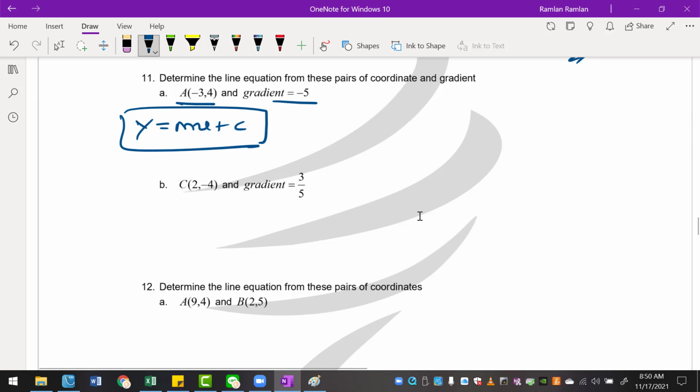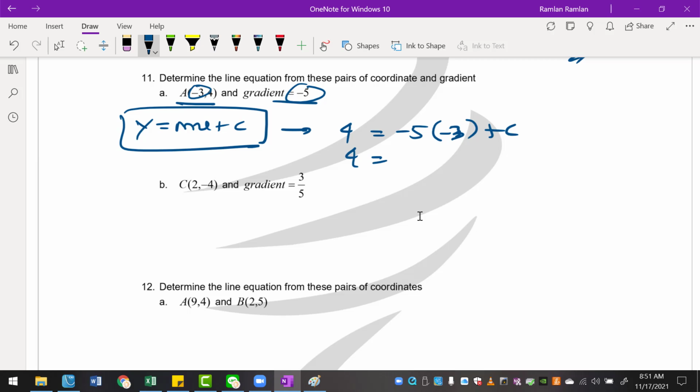So if we use this one, because we know that we have a gradient of minus 5 and the value of x and y in one of the coordinates that the line goes through is minus 3, 4, you can just plug all of them into this equation here, so that we can find the value of c. Okay, so let's plug those in. We have 4 here, that's the y, and then equals m is minus 5, and then x is minus 3, plus c. So we need to find the c.